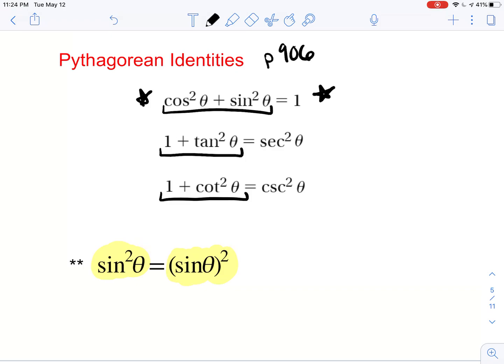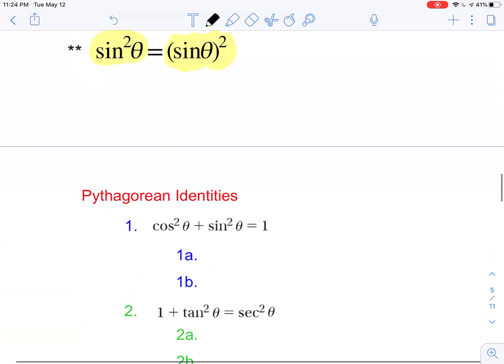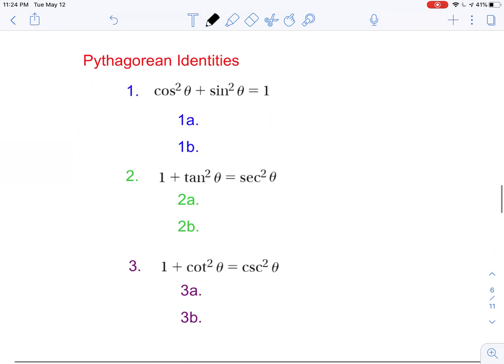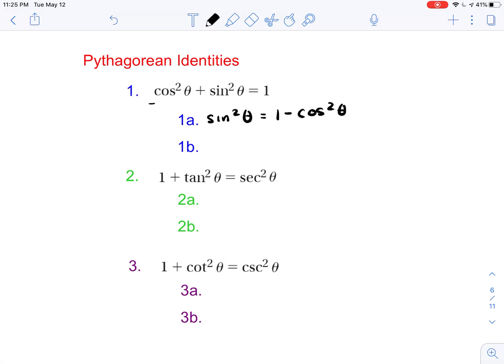So now these are one way of looking at it. This is the way the textbook tells you on page 906. But these can be actually rearranged and come up in any format when you take a look at our identities and simplifications later on. So we know that we can move things around. So if I were to subtract a cosine in this first one from both sides, I would see that sine squared theta would be equal to 1 minus cosine squared theta. Okay, so that's another way of writing this identity.